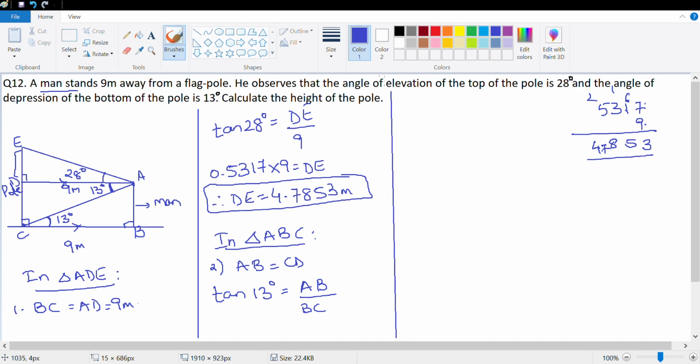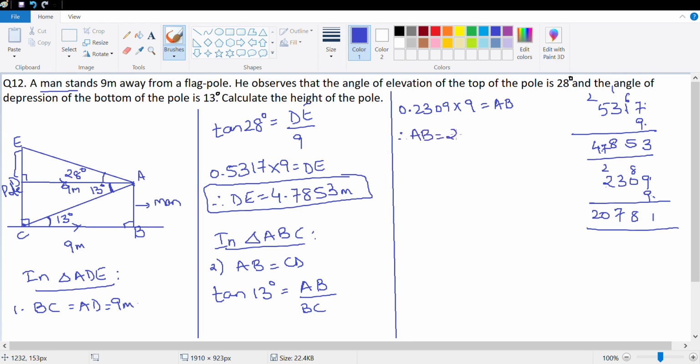Tan 13 degree is equal to 0.2309 multiplied with BC. BC is 9 equal to AB. Let's do this multiplication. 2309 multiplied with 9. 9 9s are 81, that's 8 to carry. 27, 2 to carry, 18 plus 2, 20. So that's 20781. How many decimals? 4. So this is 2.0781. Therefore, AB is equal to 2.0781 meter.